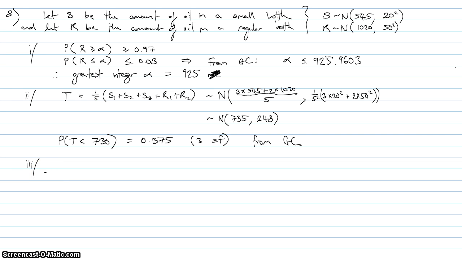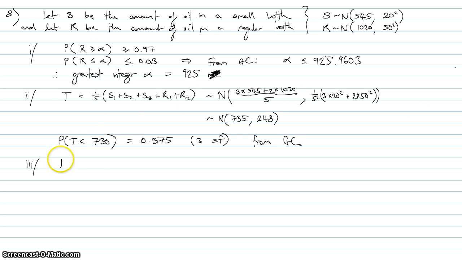Part 3. 3 small bottles of cooking oil are randomly chosen. Find the probability that the bottle containing the least content holds more than 547 milliliters of cooking oil. Well, if the one that has the least holds at least 547 milliliters, then all 3 have to have more than 547 milliliters. So what does that mean?